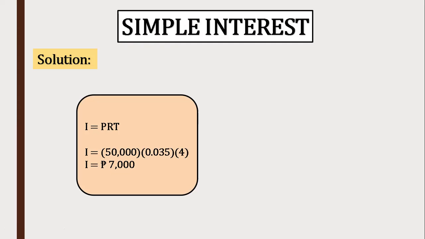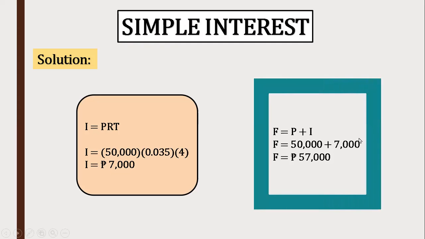And we're not done yet because we need to solve for the future value. Future value is equal to P, the principal, plus the interest value. Therefore, we have 50,000 for the principal plus 7,000 for our interest. Therefore, the future value is equal to 57,000 pesos.